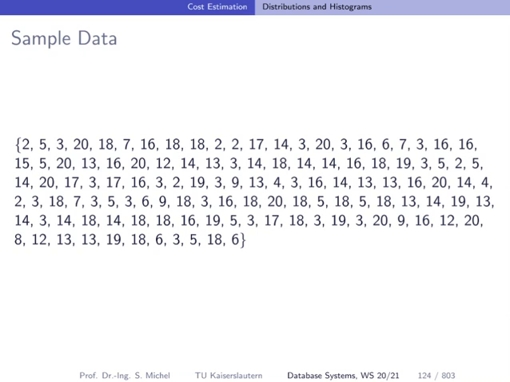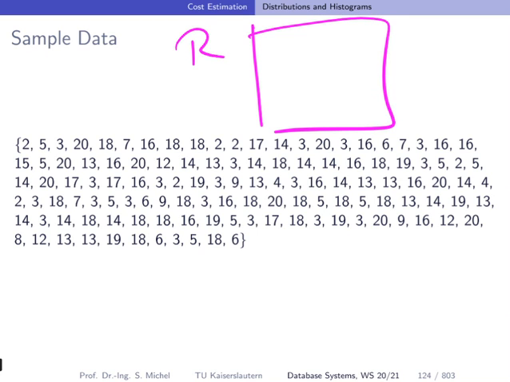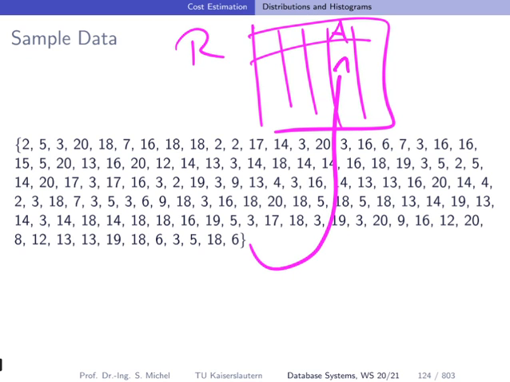So here are some data. Let's assume these are the real values of a column A in a database table R. So we have R, right? And there are multiple columns, and there's one column A. And let's say all of these here are just the values of this column.